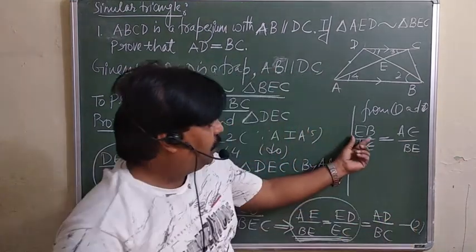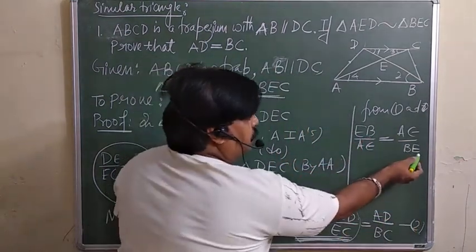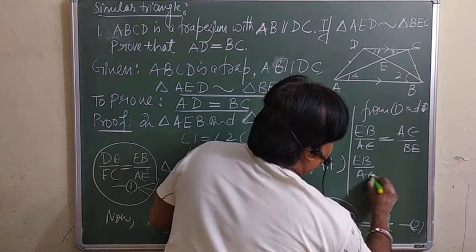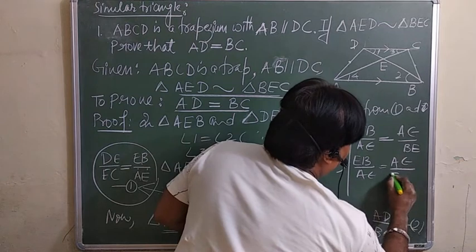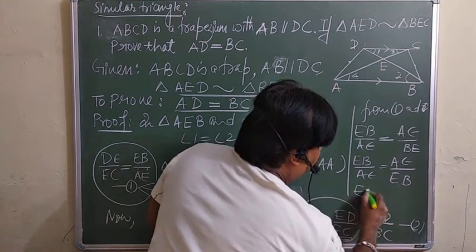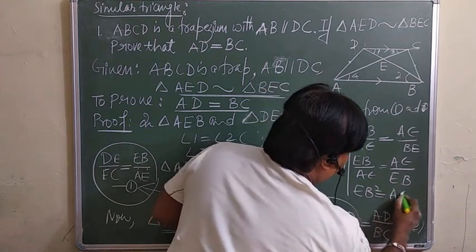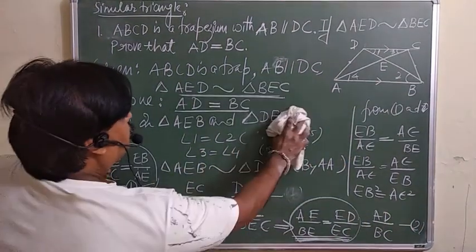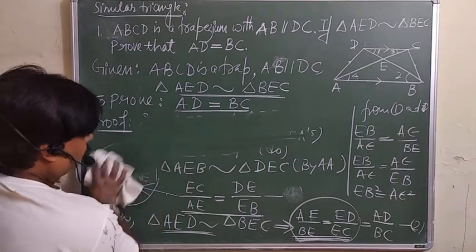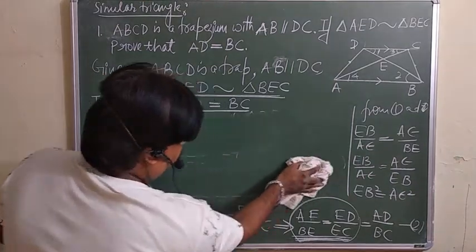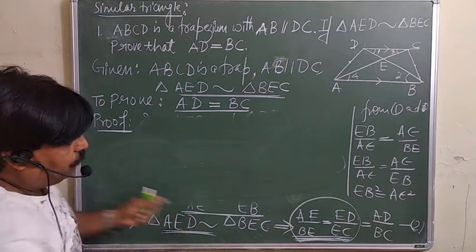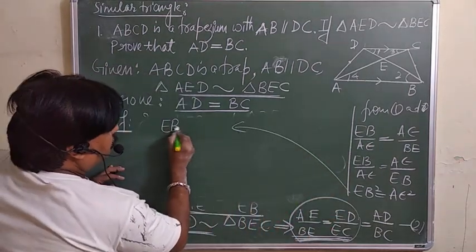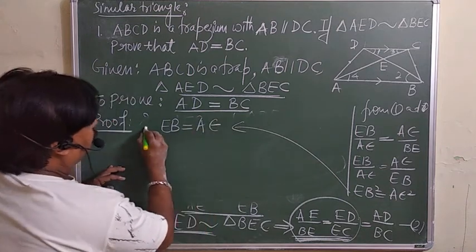So you are going to write the EB or the BE, it hardly matters. You can write down EB is there. So here you will get EB over AE is equal to AE over AB. Cross multiplication, you will get EB square is equal to AE square. So from here, you are getting EB is equal to AE.